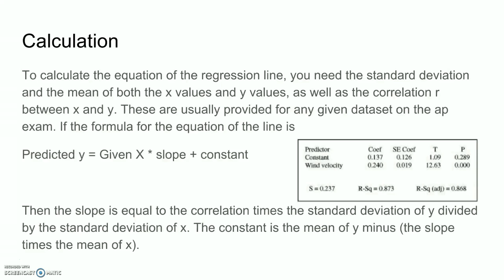On the right is the summary statistics for a sample problem. As you can see, 0.137 is the constant, 0.240 is the slope, and r squared is 0.873. You might notice that the r squared adjusted value is 0.868. We do not use that for calculating the linear regression.